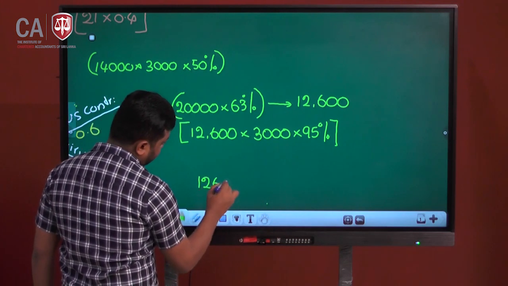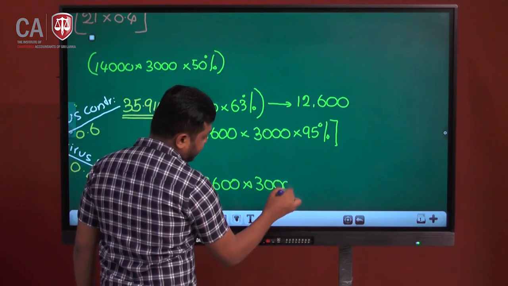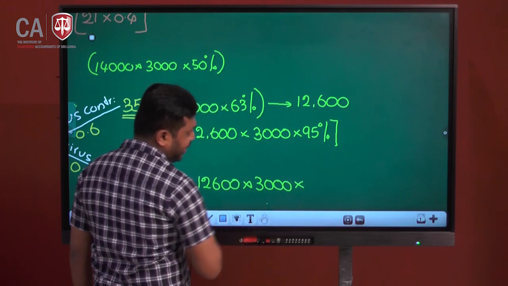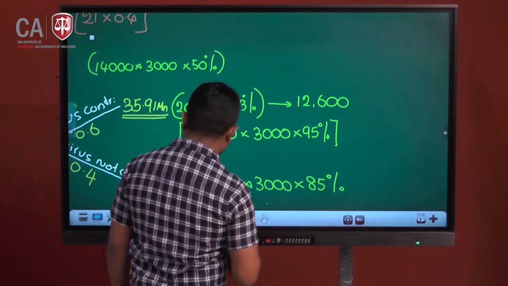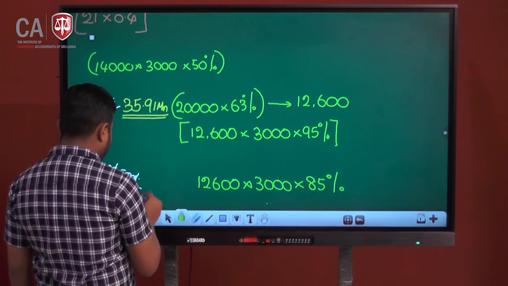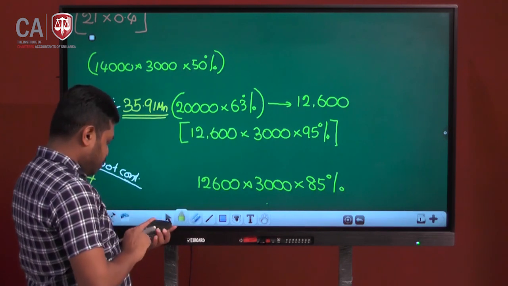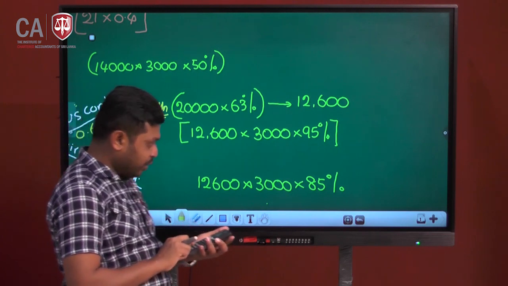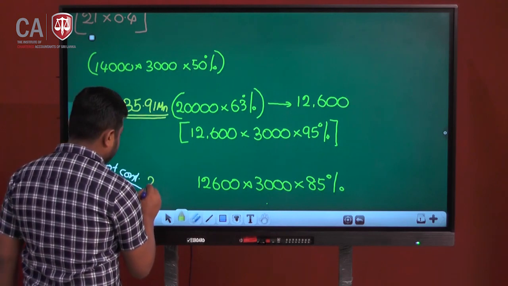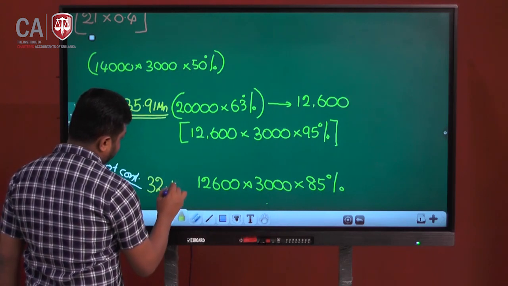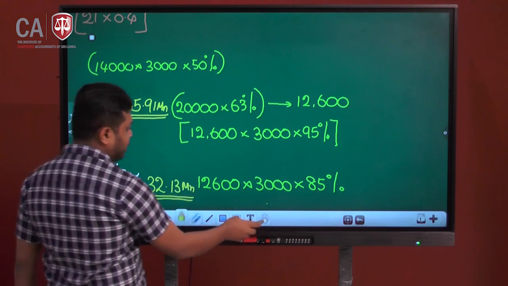12,600 is per room night. 3,000 is the total room nights available per month. Occupancy ratio will fall to 85%. What is the answer? 12,600 into 3,000 into 85%, that is 32.13 million.